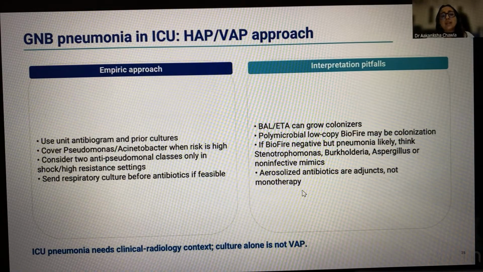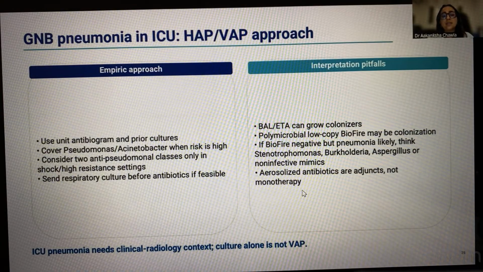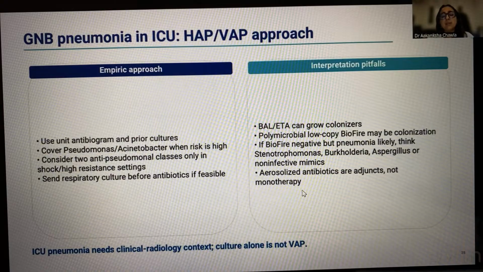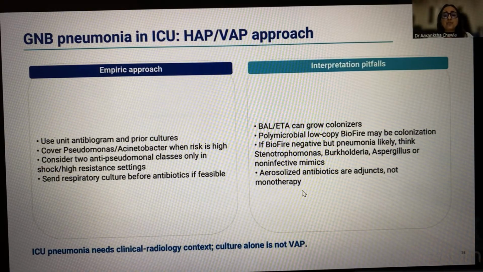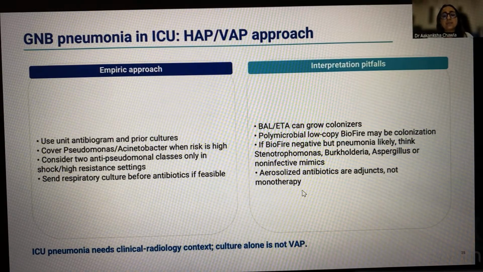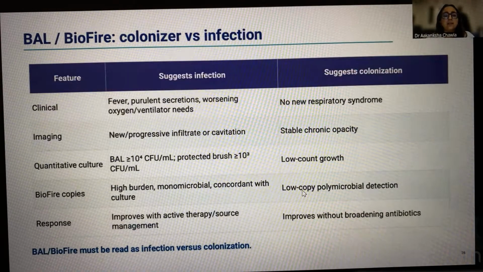Remember that endotracheal aspirates can grow colonizers, and a polymicrobial, low copy BioFire may also be showing you colonizers. If your BioFire is negative, but the patient's presentation and everything suggests pneumonia, you should also think of Stenotrophomonas, Burkholderia, fungus like Aspergillus, and non-infective mimics. This is common, so many people will get it wrong.